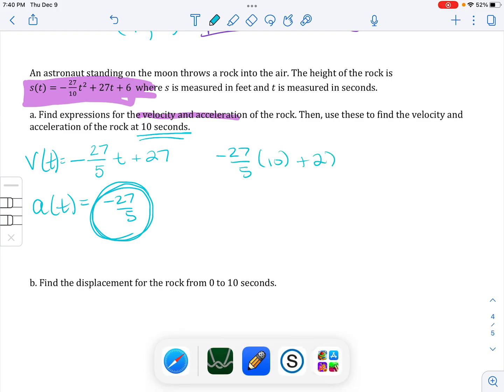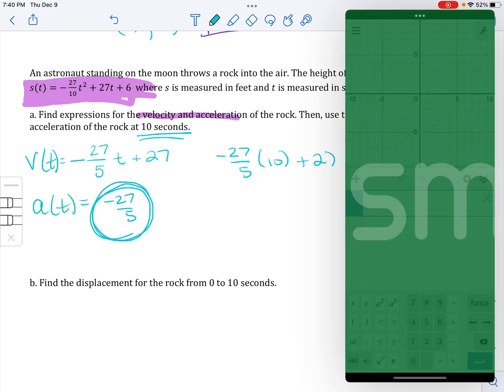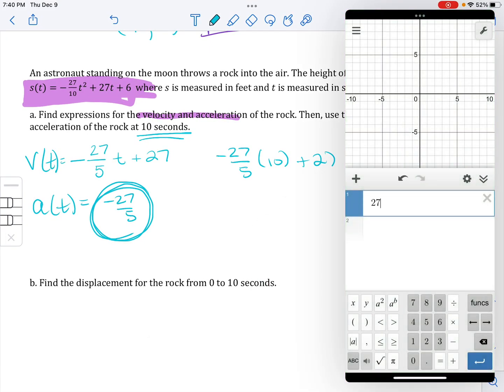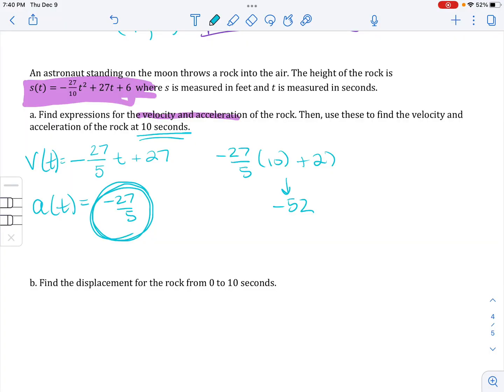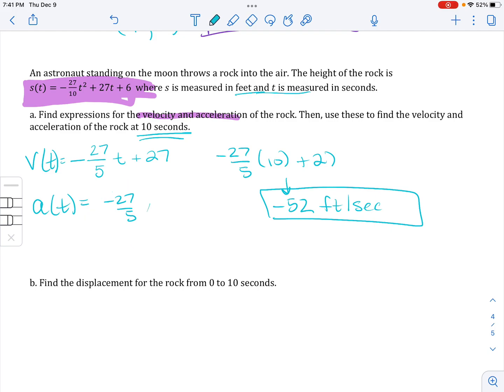And again, I could use some decimal shortcuts just because I want to get this to be a decimal answer. So 27 divided by 5 with a minus in front, times 10 plus 2. And you've got negative 52. So negative 52, what's it measured in? Feet per second. So feet per second. And this is feet per second squared.